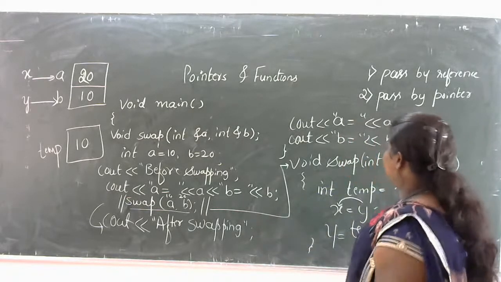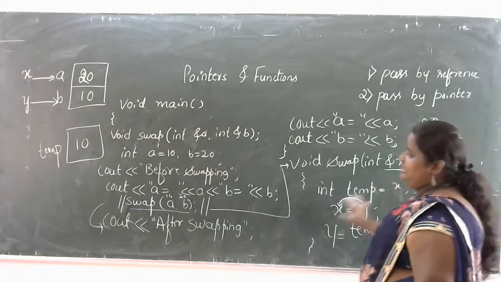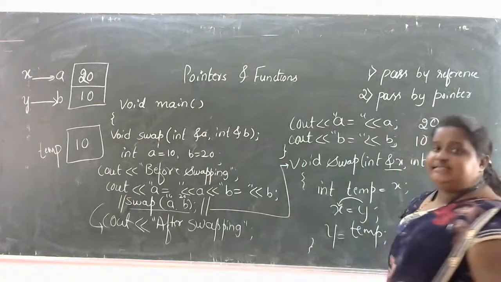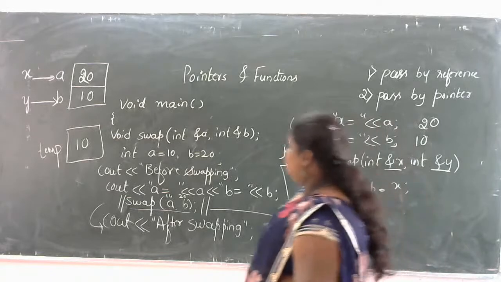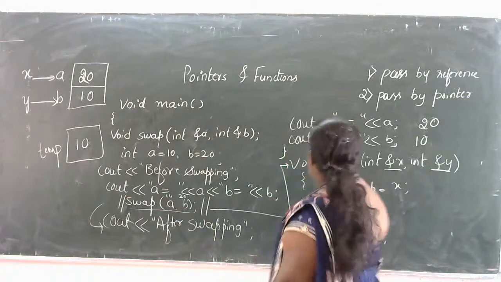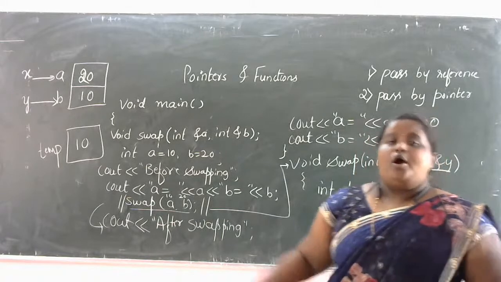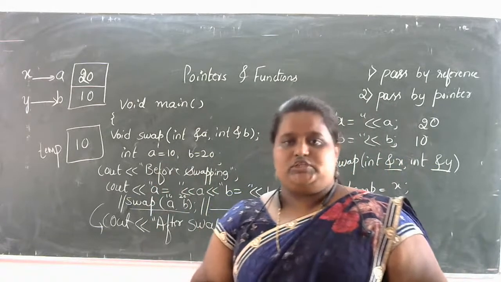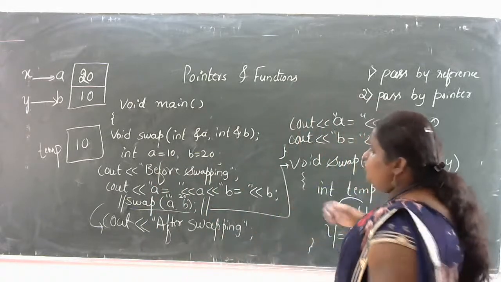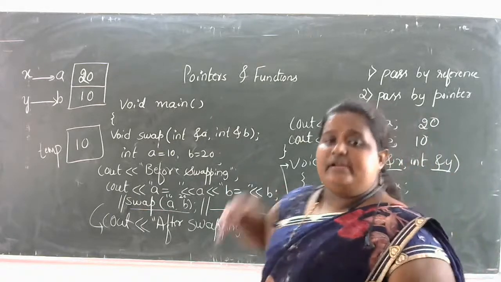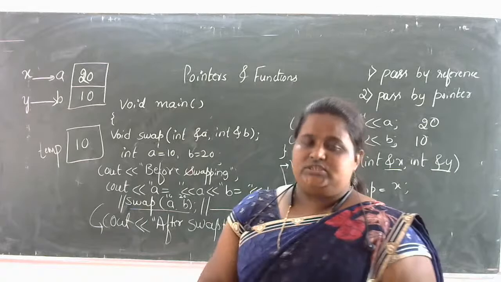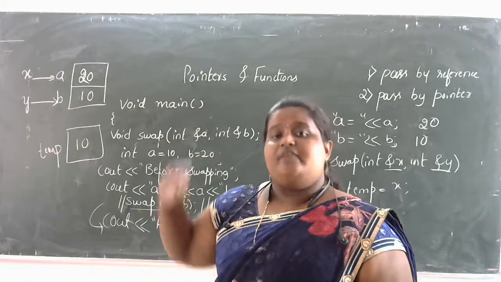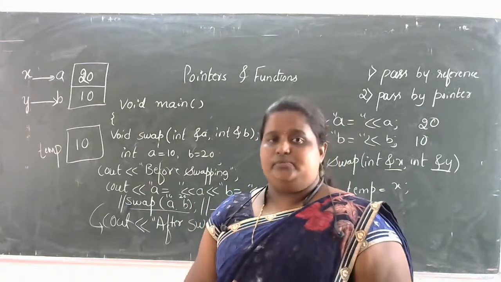Whatever changes you made in your formal arguments... this is called the actual argument, and this is called the formal arguments. Both actual arguments and formal arguments are pointing to the same memory locations. Both are referencing the same memory location. Whatever changes you make in your formal arguments will affect your actual arguments.